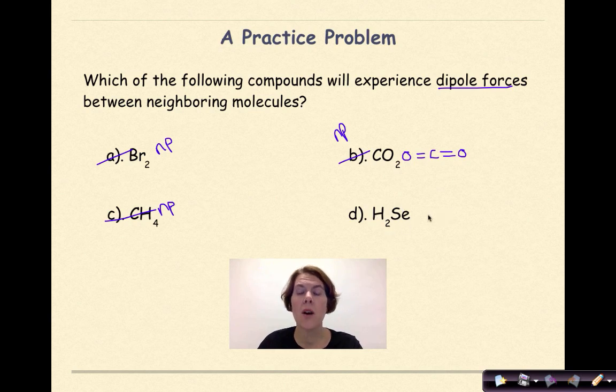Hydrogen selenide, though, is a polar molecule. Selenium is in the same group as sulfur and oxygen, so if we were to quickly draw this out, it would look something like this, with the two lone pairs coming off the selenium up here. This is definitely polar, as the selenium would be slightly negative and the hydrogens would be slightly positive. Most definitely polar, therefore this is our correct answer.